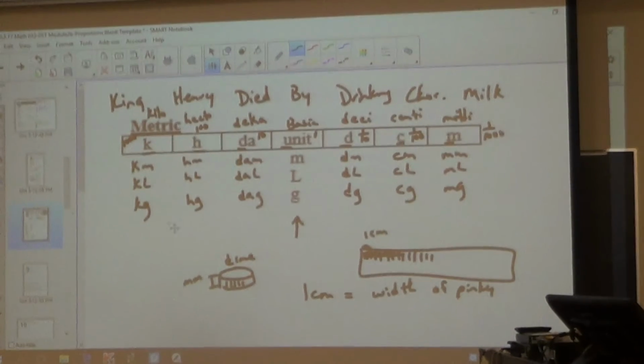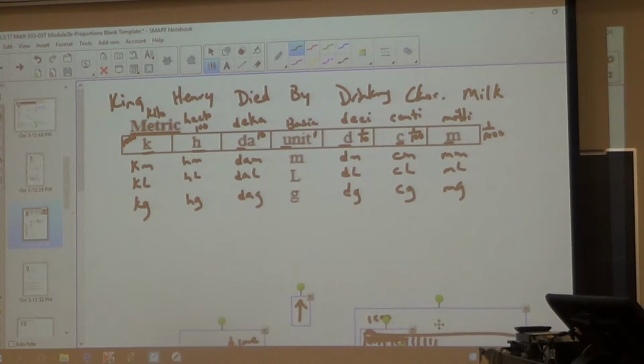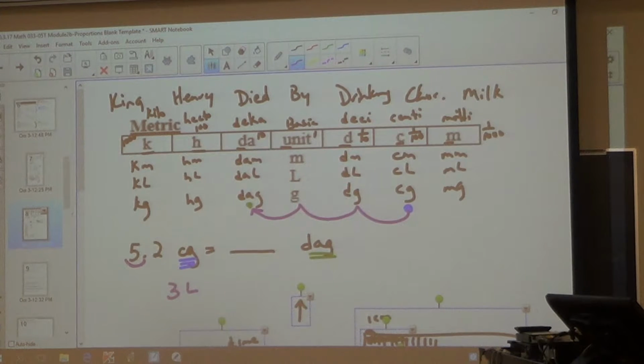All right, Alex wants you to do all kinds of craziness, y'all. Here's how easy it is. If I have 5.2 centigrams and I want to turn it into decagrams, you start with centigram and you go to decagram. You move 1, 2, 3 jumps to the left. You pick your decimal up and you move it 1, 2, 3 jumps to the left, Simon says. 0.0052.